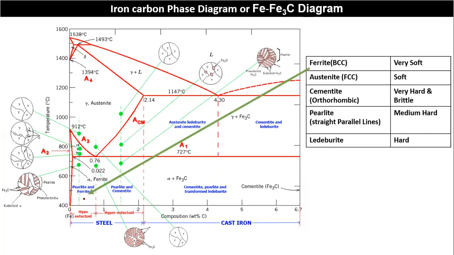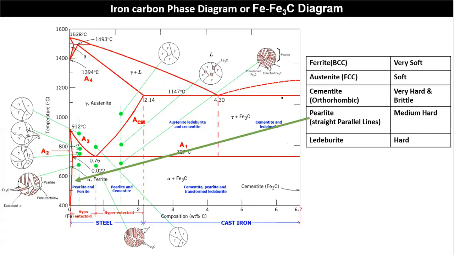Now see ferrite. Once you identify it, it is a ferrite structure. It is very soft. Austenite is also soft. Cementite is very hard. Please keep that point in mind. Due to its very hard nature, the structure cannot be formed by any deformation methods like rolling, forging, or extrusion, or some other mechanisms.